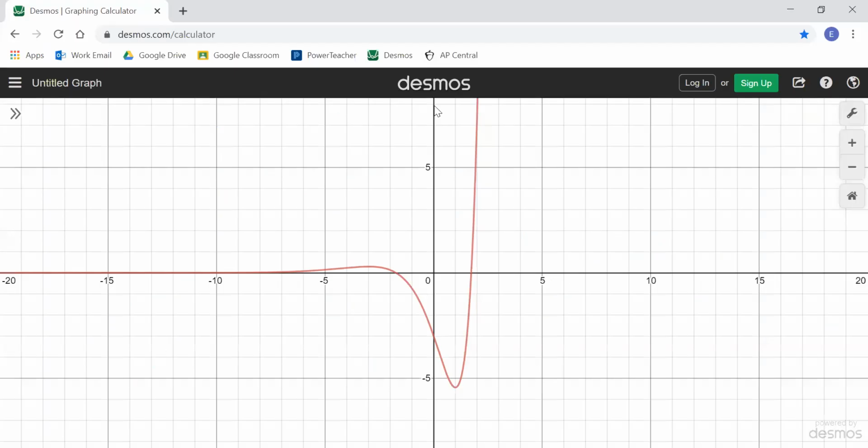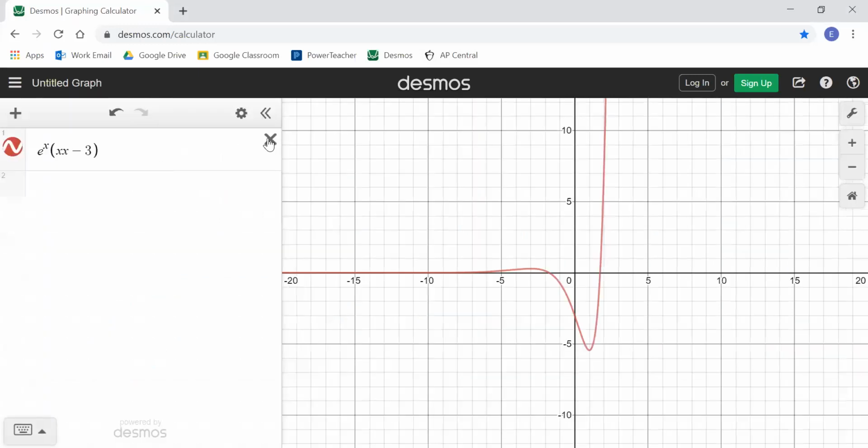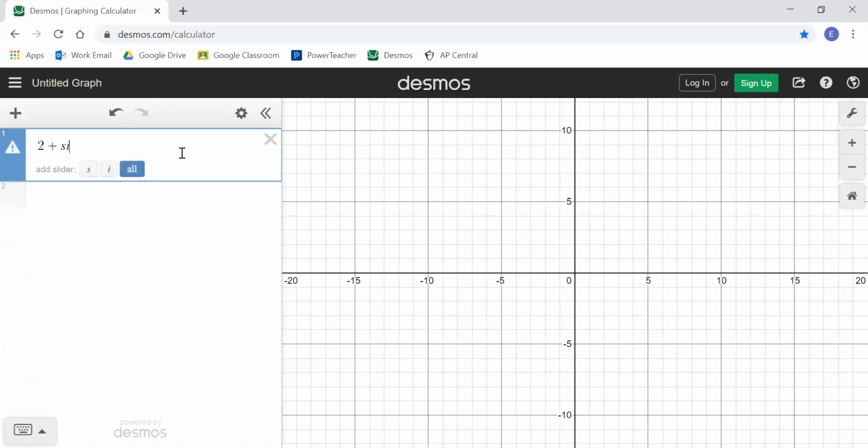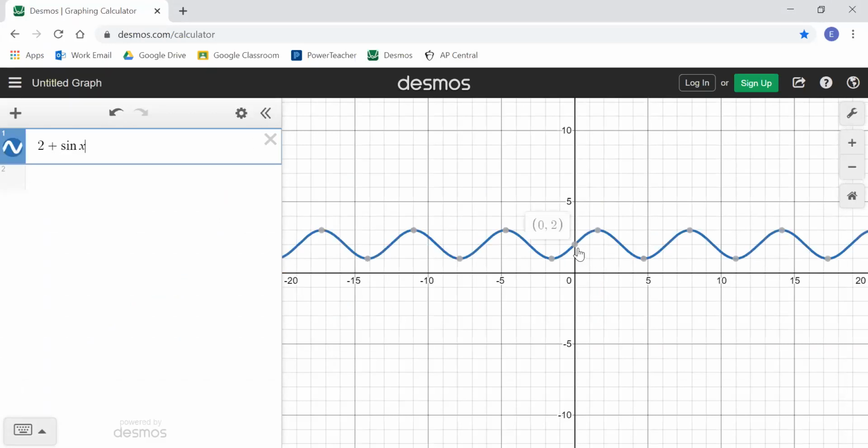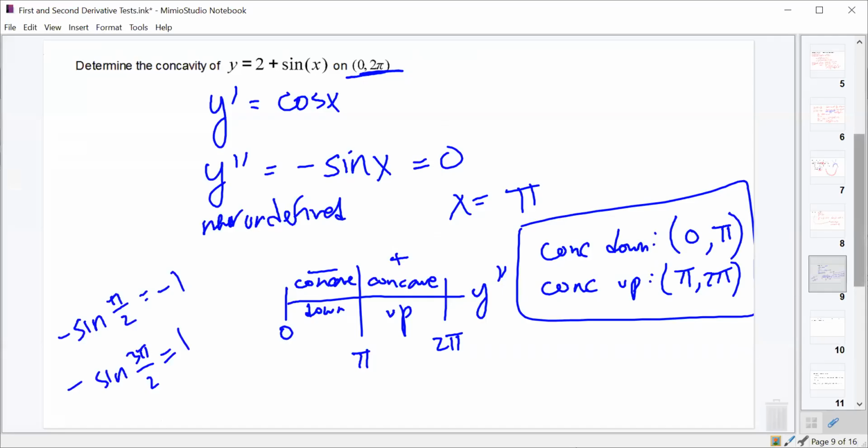And if we were to look at our function, 2 plus sine x, and look from 0 to pi, which is right around here, our function is concave down. Then it switches at pi to become concave up until we get to about 2 pi, somewhere over here. Everybody see that? All right. Cool.